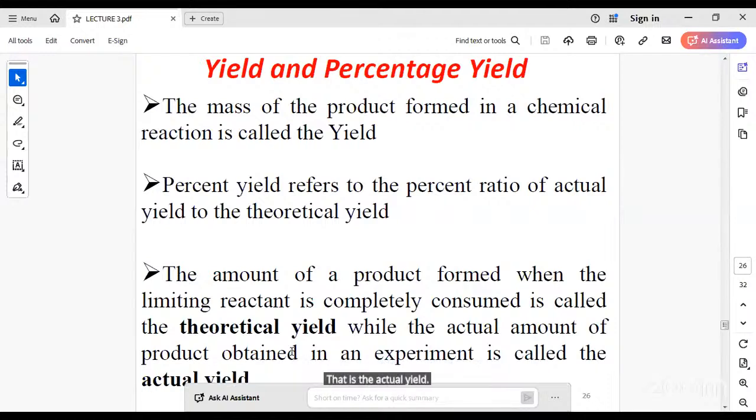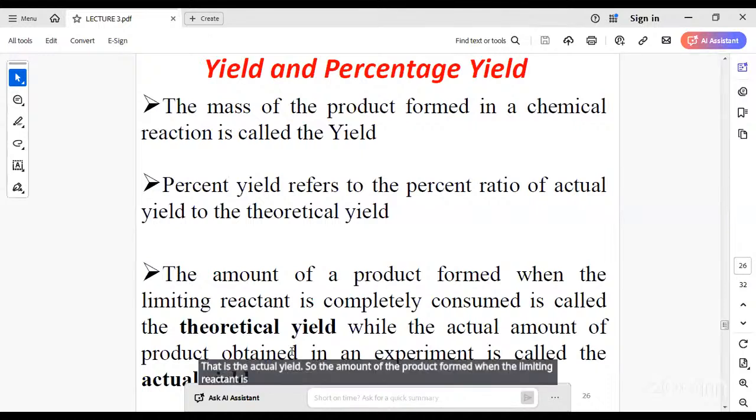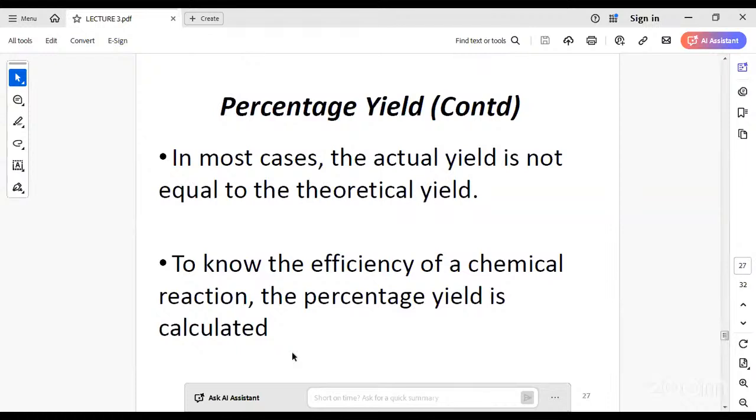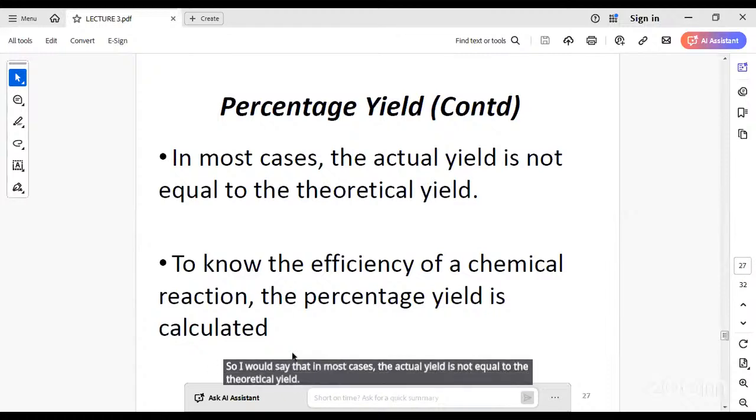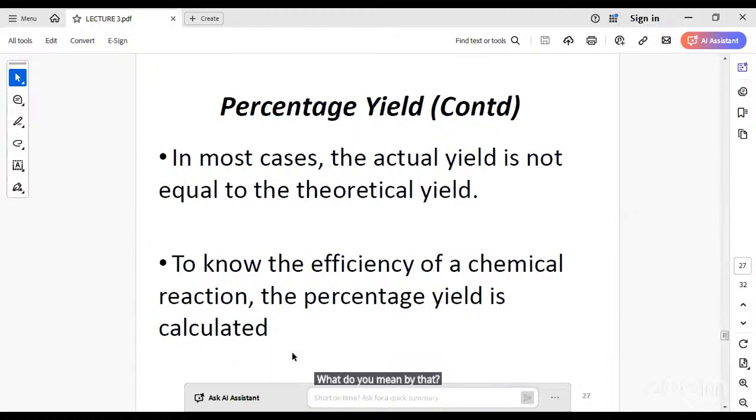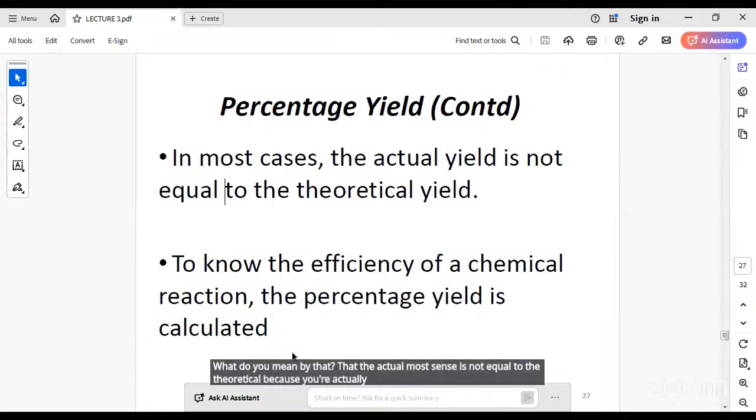So the amount of a product formed when the limiting reactant is completely consumed is called the theoretical yield, while the actual amount of product obtained in an experiment is called the actual yield. So I will say that in most cases, the actual yield is not equal to the theoretical yield. What do we mean by that? That the actual yield most times is not equal to the theoretical yield, because during your preparation, some things must have happened.